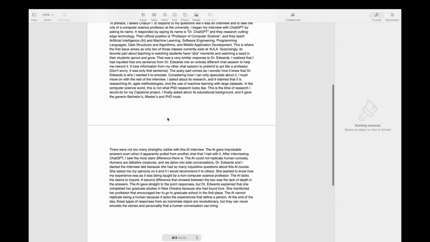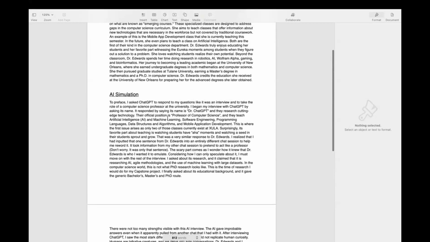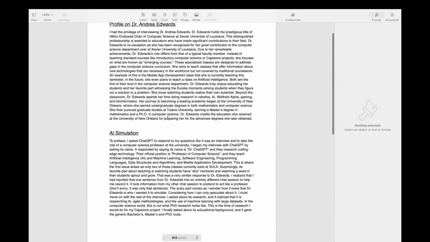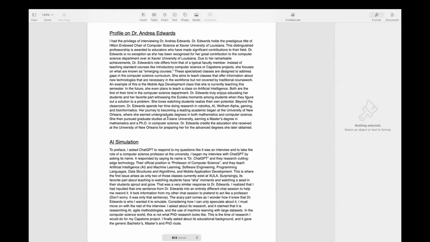But he also indicated that talking to Dr. Edwards in the flesh was obviously a more revealing experience about her journey and her background and the specifics of her journey as a professor.